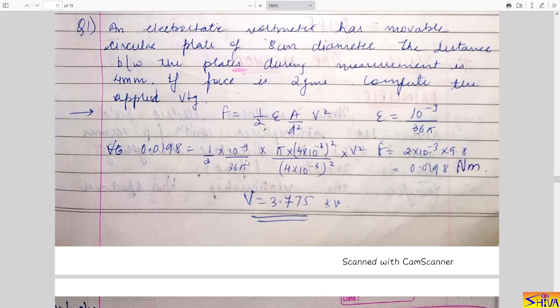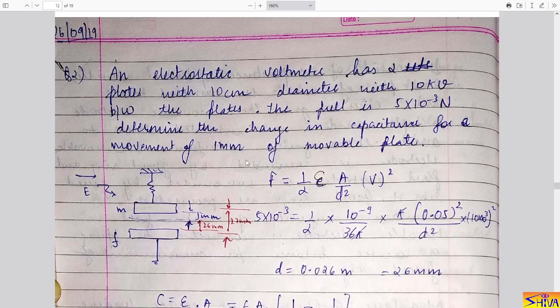Second numerical: an electrostatic voltmeter has 2 plates with 10 cm diameter. So again circular plates, with 10 kV between the plates. The pull is 5 into 10 to the power minus 3 newtons. So here force is given directly in newtons. Determine the change in capacitance for a movement of 1 mm of the movable plate.